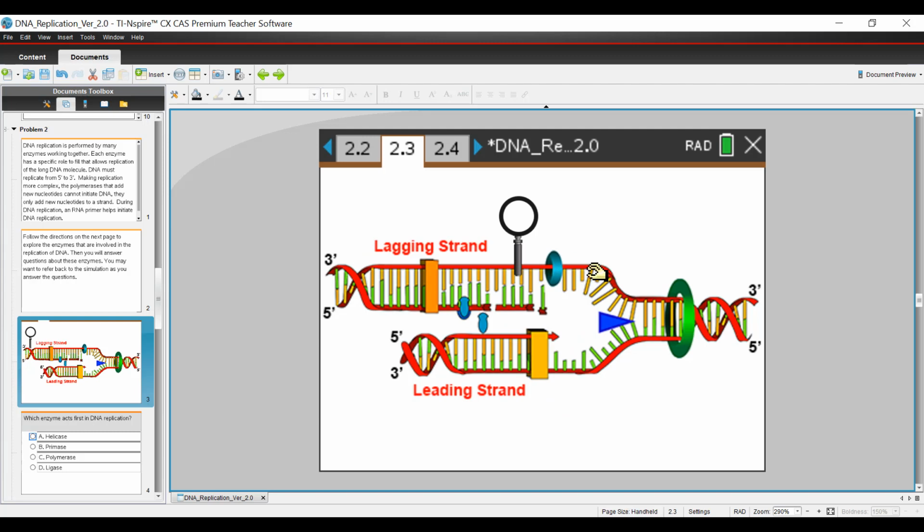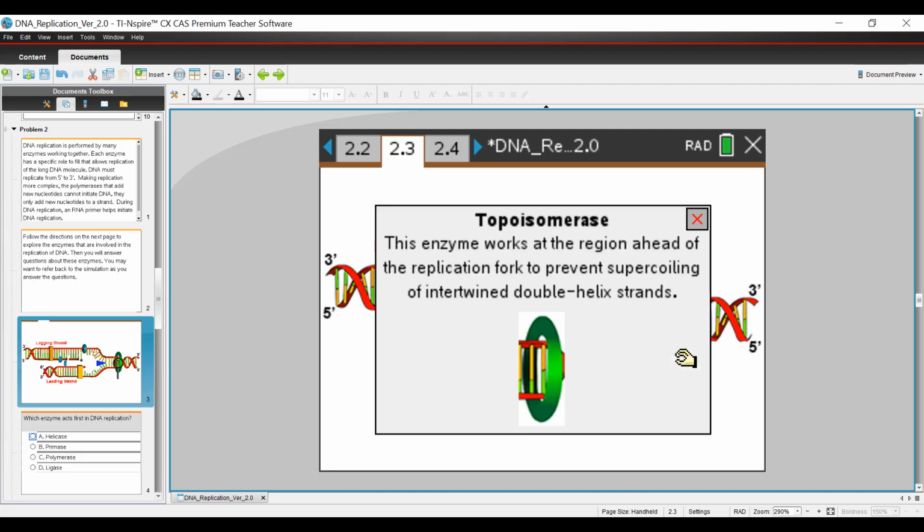Another one is topoisomerase. I don't know if your teacher is going to require you to understand topoisomerase or not. Some teachers do, some teachers don't. Check with your teacher to make sure. But topoisomerase is an important enzyme because it keeps the single strands of DNA from coiling back up, keeps everything kind of straight and narrow, if you will, available for copying.